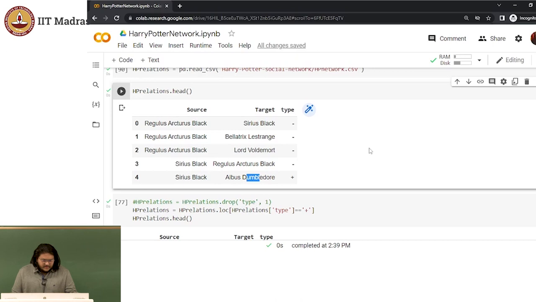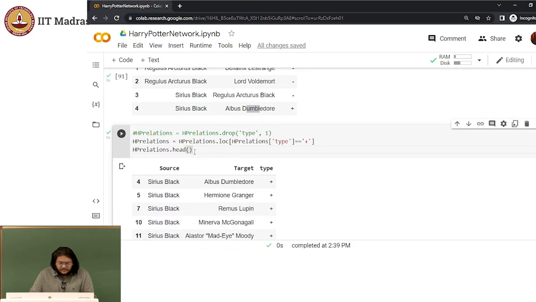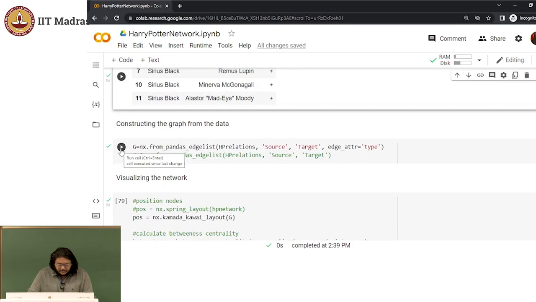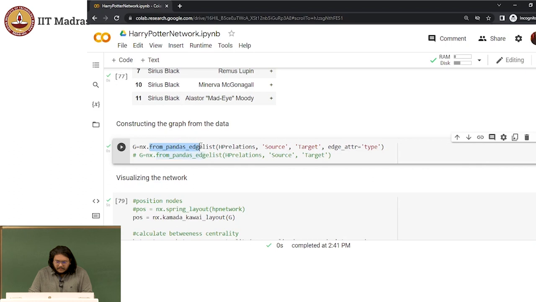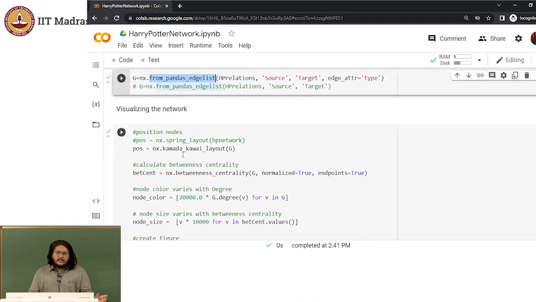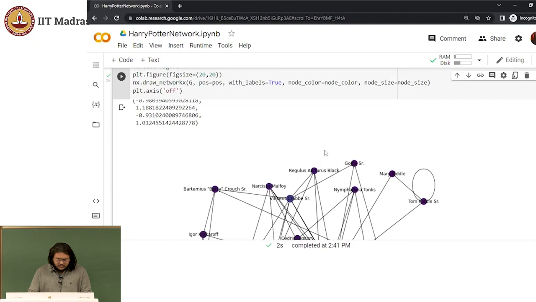Right. So we have loaded the edge list file. Now we'll create a graph using this file. Here I'm using a function called from pandas edge list. This is from NetworkX. This will create a graph called G. So we'll see how the graph looks. So this is the graph.